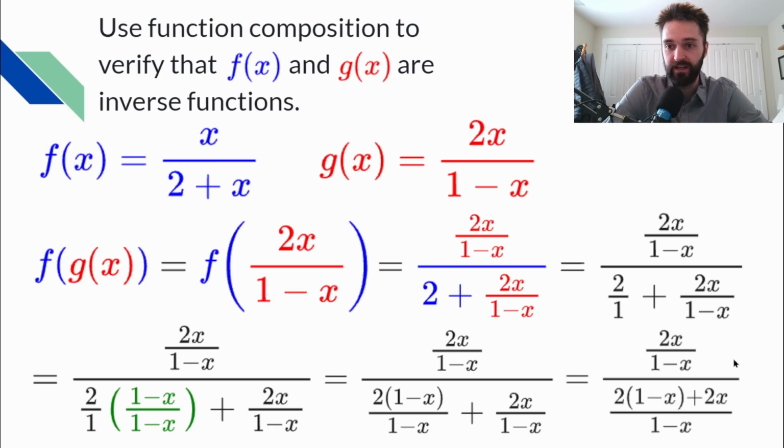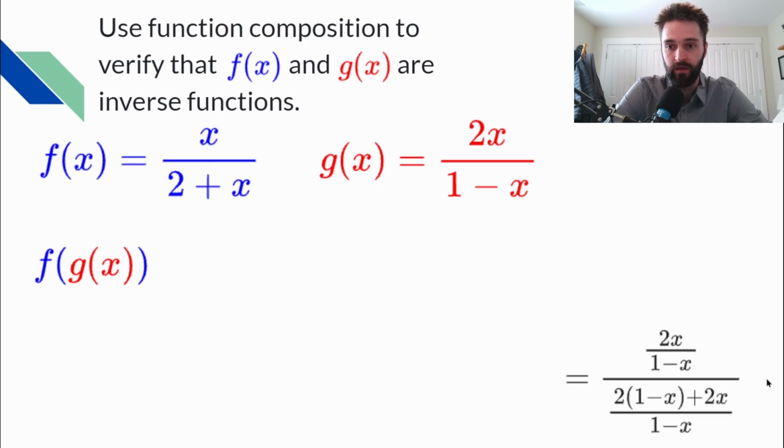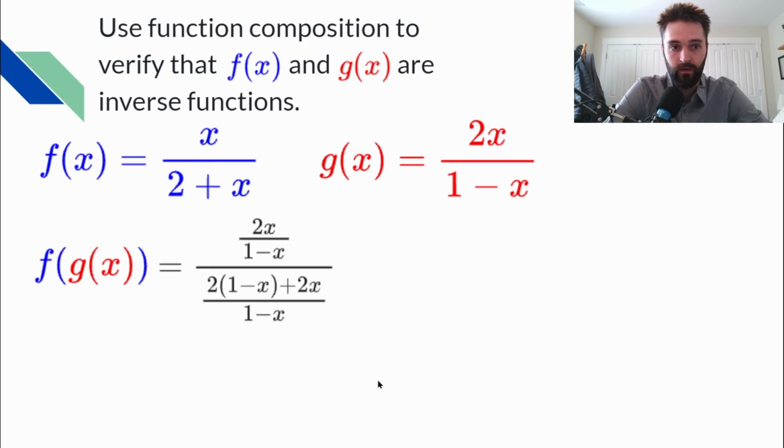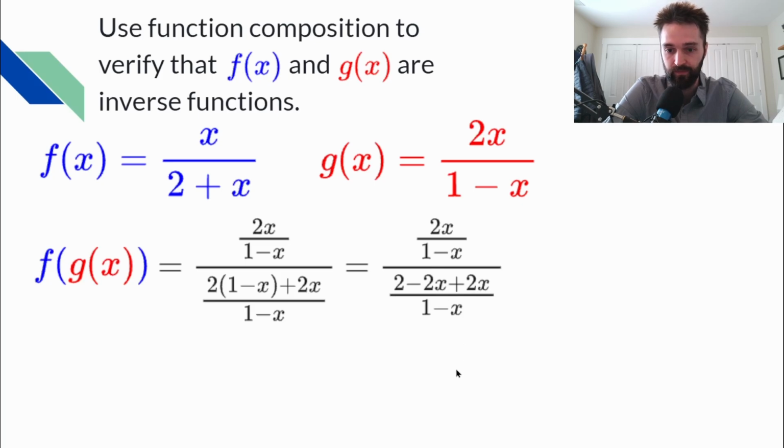Let's hone in on this expression here and get rid of everything else. So f of g of x is equal to this fraction here, which simplifies to 2x over 1 minus x, whole thing over 2 minus 2x plus 2x over 1 minus x. And we can see that this 2x and this negative 2x cancel additively. So that leaves us with this. We're almost there.